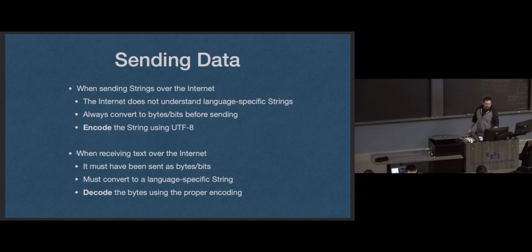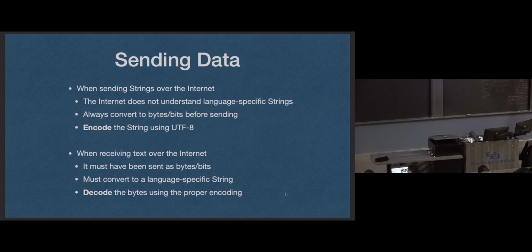When we receive bytes over the internet, so we have our TCP socket and we say, give me some bytes. We're going to receive that as a sequence of bytes, and then we need to decode it into our language-specific string. So we're going to decode it with the proper encoding, in our case UTF-8 for everything, and then get it in our language-specific string and then work with it.